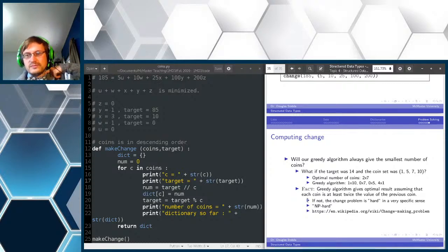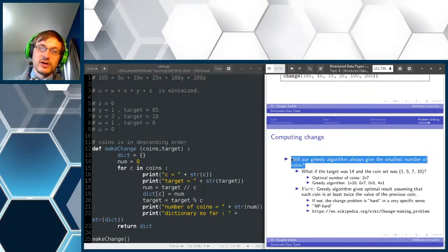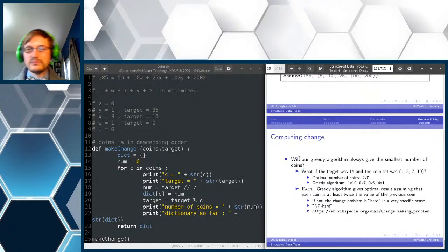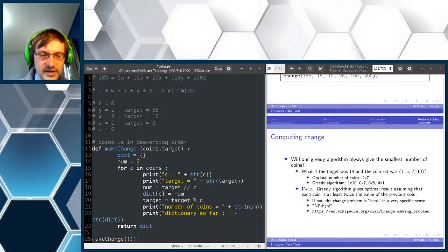So, here's the question. Will our greedy algorithm always give the smallest number of coins? Well, I've already said several times that it's not guaranteed to. So, here's an idea. What if our target amount was 14 and the coin set was 1, 5, 7, and 10? So, that would be 10, 7, 5, and 1, and our target was 14.